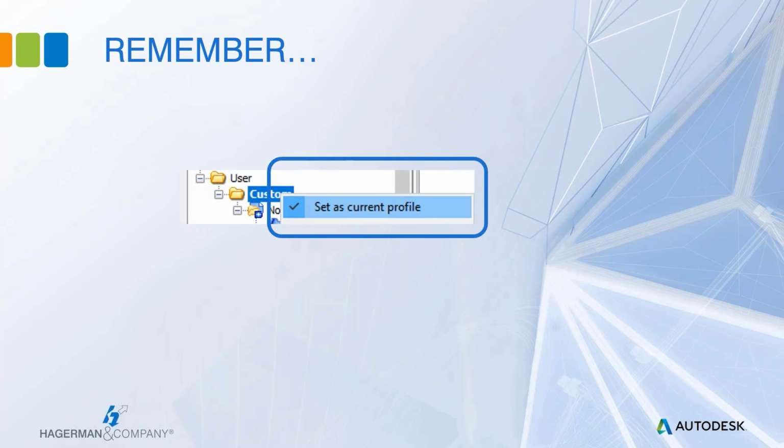After you create your Explode settings, you have to right-click on that new folder and set it as the current profile. If you don't do this, the drawing will still explode, but without your new settings.